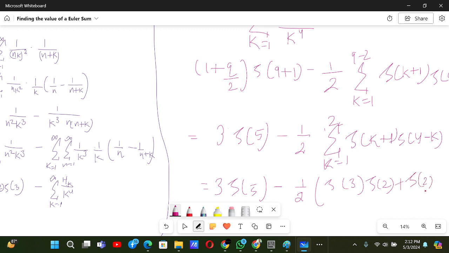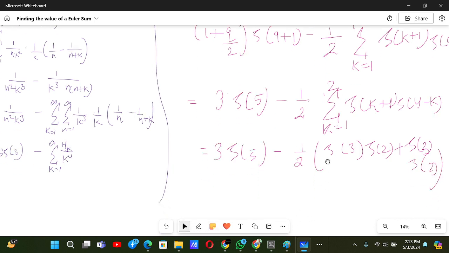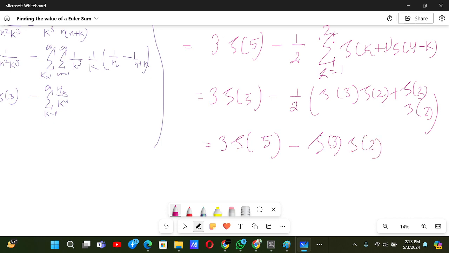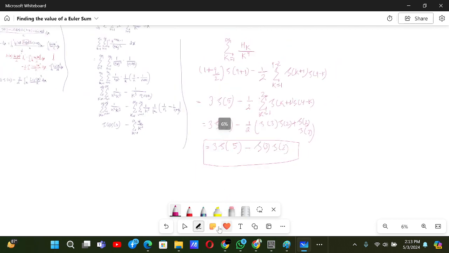plus Riemann zeta of 2 Riemann zeta of 3. When k is 1, this is Riemann zeta of 2 times Riemann zeta of 3. In the other case it is Riemann zeta of 3 times Riemann zeta of 2. So basically, you get the point. They are the same. Since these are the same, if we divide by 2, we will just get one of them: 3 Riemann zeta of 5 minus Riemann zeta of 3 Riemann zeta of 2. So finally we have something that will solve the entire problem.